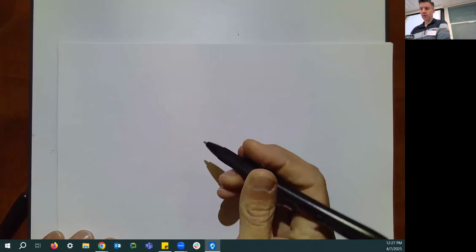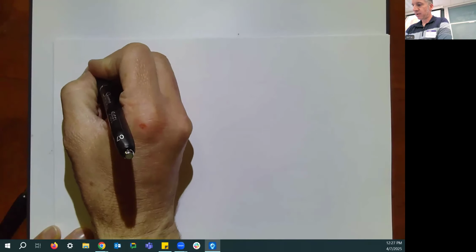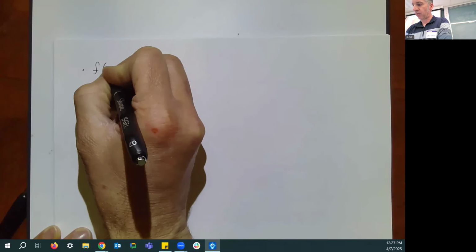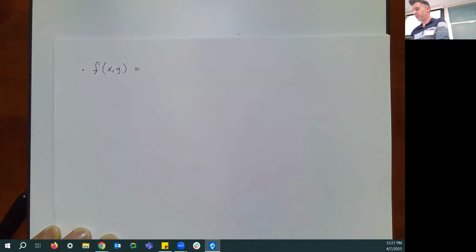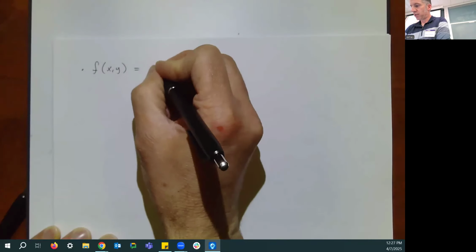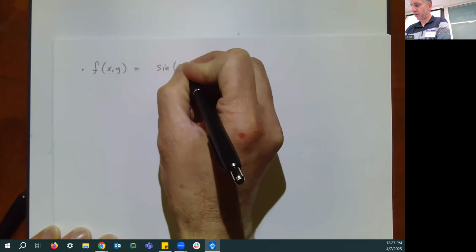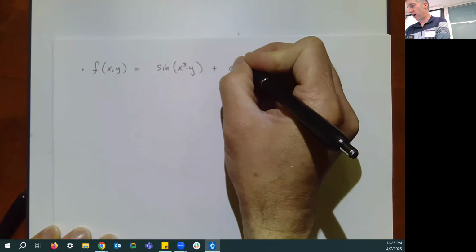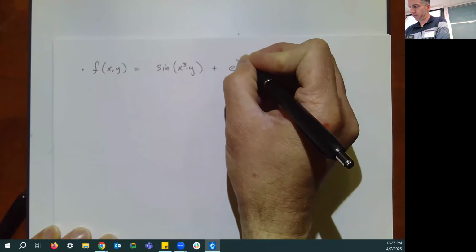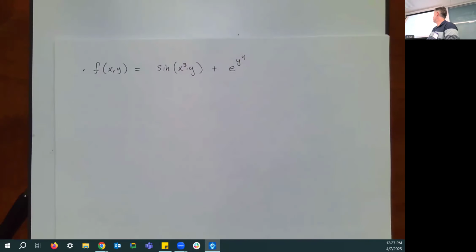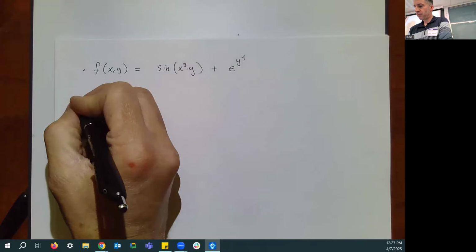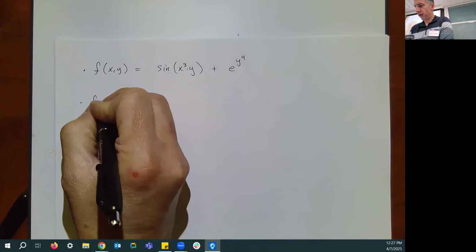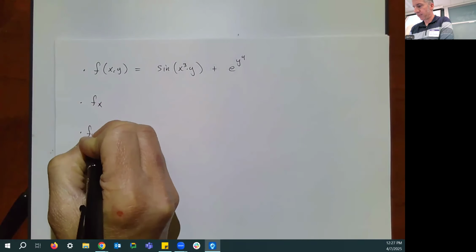Let's look at something more complicated. Say we have f of x comma y equal to, sure, sine of x cubed times y plus e to the y to the fourth. Okay, find the first partials. Find fx and find fy.